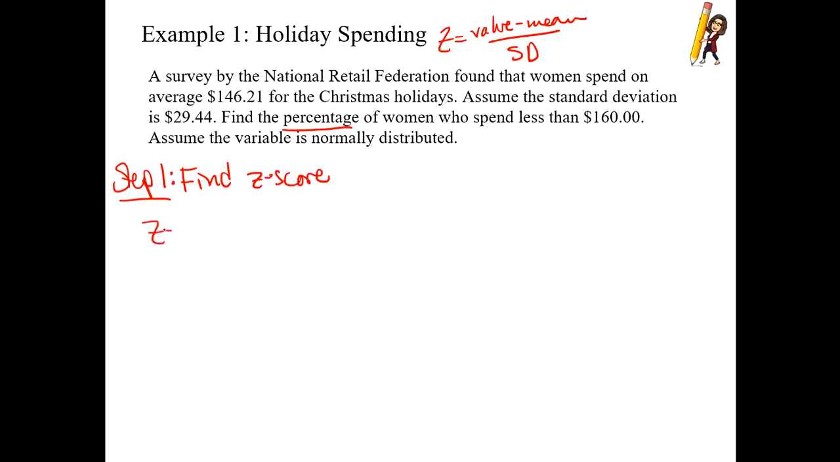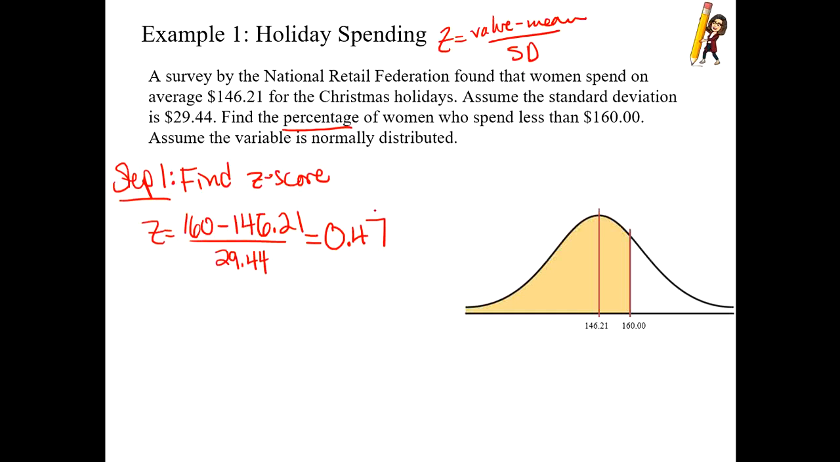So z is equal to the value we're looking at, 160, minus the mean, 146.21, divided by the standard deviation, which was 29.44. And our z-score as a decimal is going to be 0.47. If we draw a bell curve, our average is 146.21 at the middle. Of course, 160 falls on the right side because it's greater than 146. What we're saying is that the number of standard deviations away from the mean is 0.47.